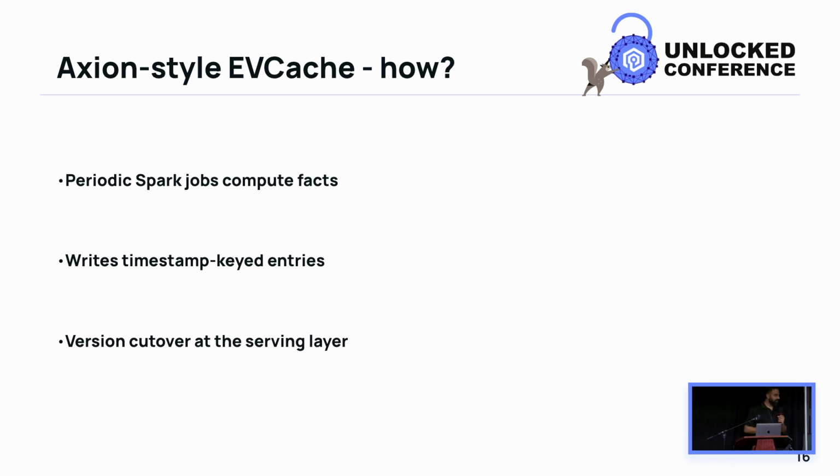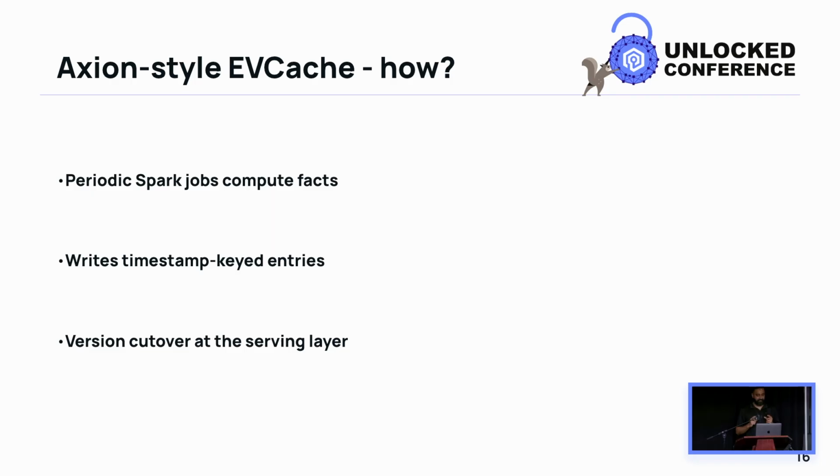Axion implements versioning on top of EVCache at the application level. Periodic Spark jobs compute facts and store them in S3 for durability and EVCache for low-latency querying. Entries are keyed by date. Each day's data is immutable once written. Version cutover happens at the app layer. 18-day trailing versions are held in the cache.